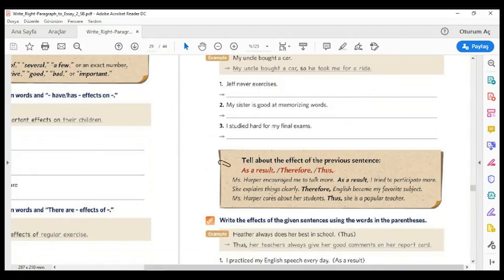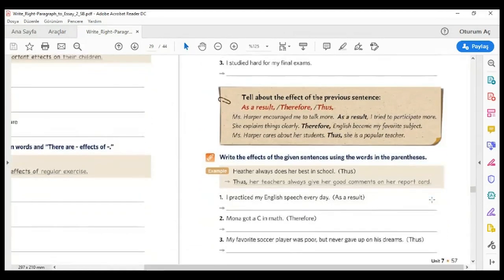She explains things clearly, full stop. Therefore, comma, English became my favorite subject, full stop. The last example, Miss Harper cares about her students, full stop. Thus, comma, she is a popular teacher, full stop.